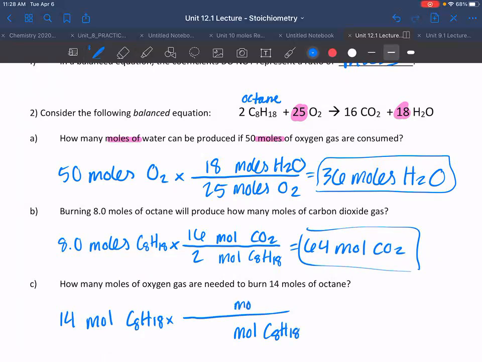And we want to know oxygen gas, which is O2. So that's what gets put at the top. And so we just have to decide what values to put in there. O2 has a coefficient of 25. According to the formula, octane gets a 2. And so if we multiply this out, you get 175 moles of O2.